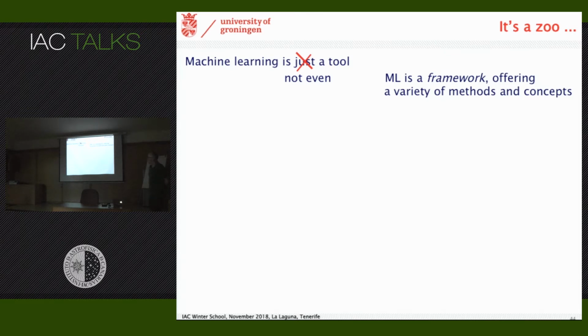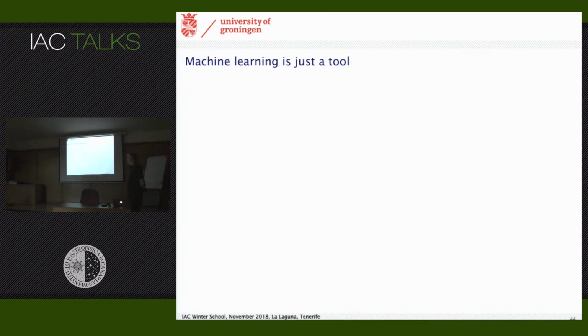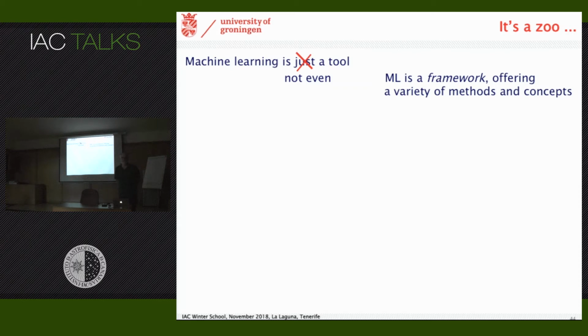Dalia said, machine learning is just a tool. And I agree to a large extent. I would go even further and say it's not even a tool. Machine learning is a framework. It offers a variety of methods and concepts. And the difficulty is, first of all, to pick the right tool from that concept and then use it correctly. So it's not like a ready-made thing that you can throw at your data, or you throw the data at it and you get the answer.